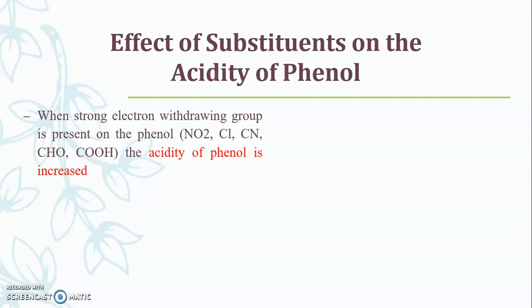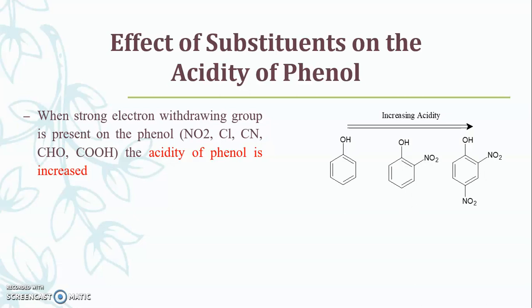Now, when a strong electron withdrawing group is present on the phenol, what do strong electron withdrawing groups mean? Examples are the nitro group, chlorine, cyano group, aldehydic functional group, and the carboxylic acid functional group. We know that these are electron withdrawing groups which show the electron withdrawing resonance effect. All such groups, if present on the phenol, increase the acidity of the phenol.